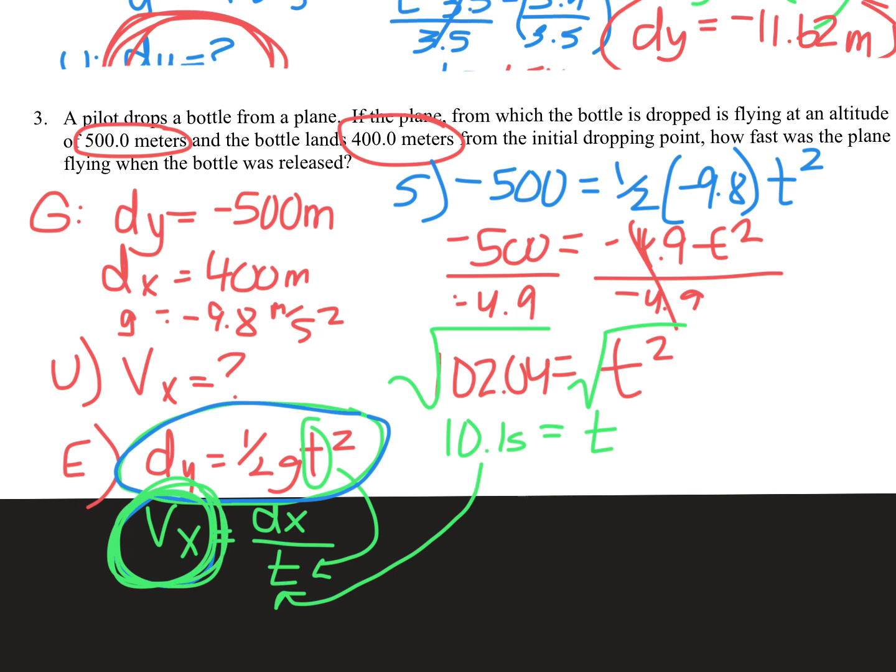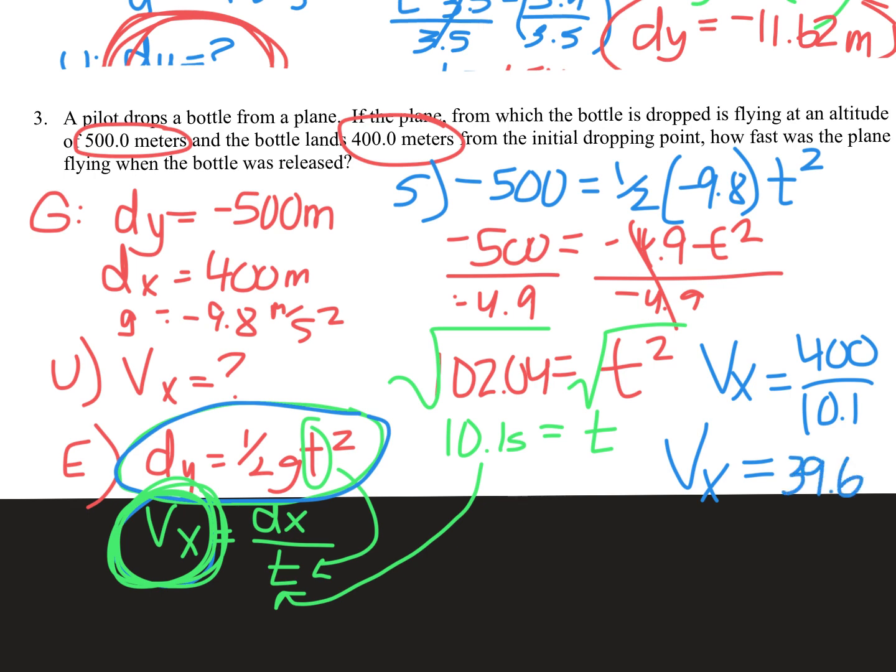So let's go ahead and do that. My velocity in the x direction I don't know, but I do know the displacement. It went 400 meters forward from the drop, and I do know my time now is 10.1 seconds. So this becomes nice and tidy and straightforward. I just need to do 400 divided by 10.1. I end up getting about 39.6, and since it's the displacement in meters divided by the time in seconds, it becomes 39.6 meters per second.